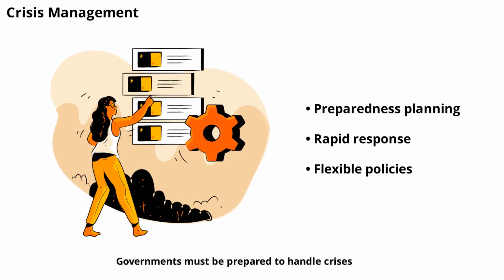Governments must be prepared to handle crises, from natural disasters to economic shocks. Effective crisis management involves planning, coordination, and rapid response. Regular drills, clear communication, and flexible policies help governments adapt quickly and minimize harm. Maintaining readiness is an ongoing process that protects both citizens and the system itself.